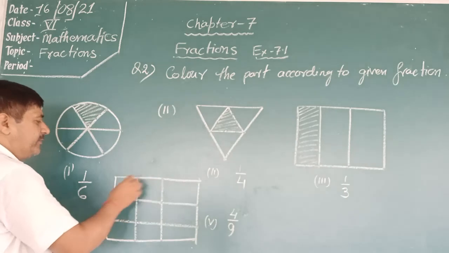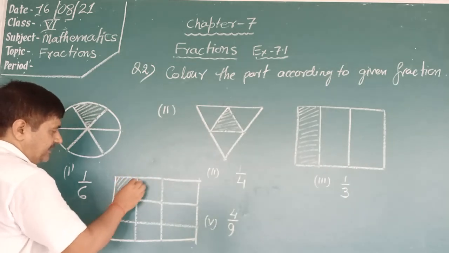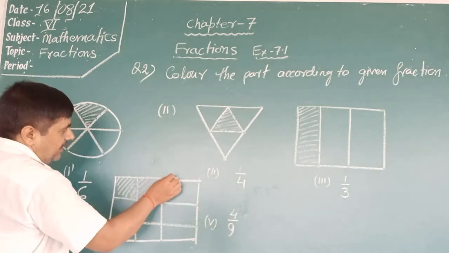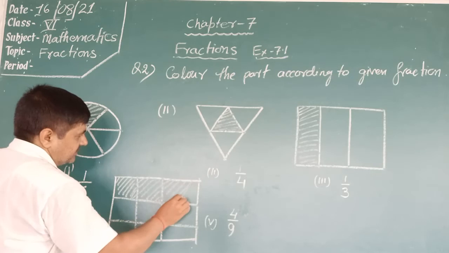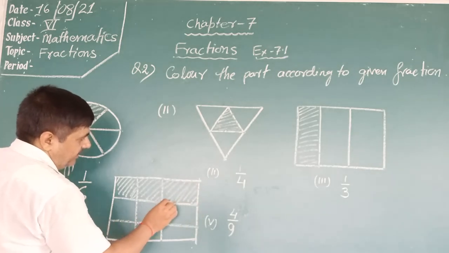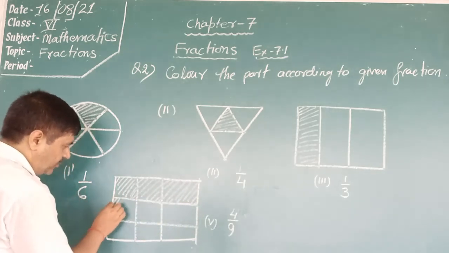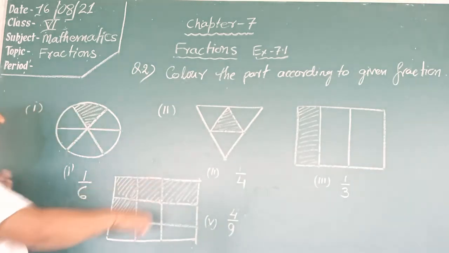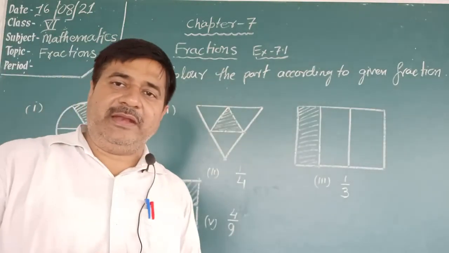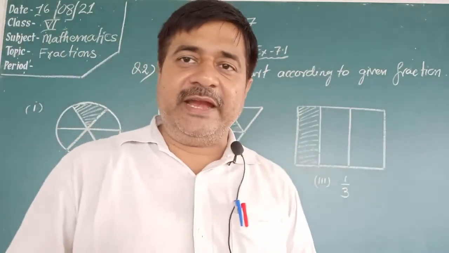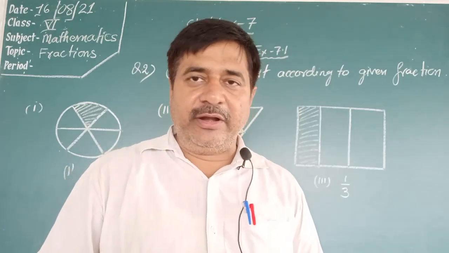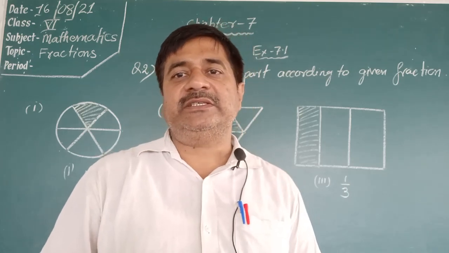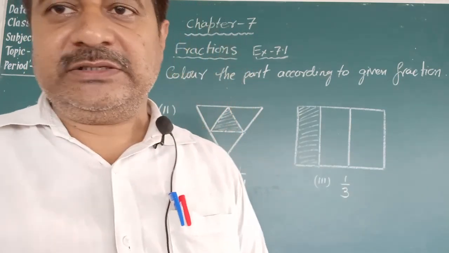So you take any 4. Now I take this part and this part, and third is this, and fourth will be one more. So that is the fourth part. So this is 4/9. So I think you understand fractions, and now from the next questions, next day, I will start your class. Okay, thank you.